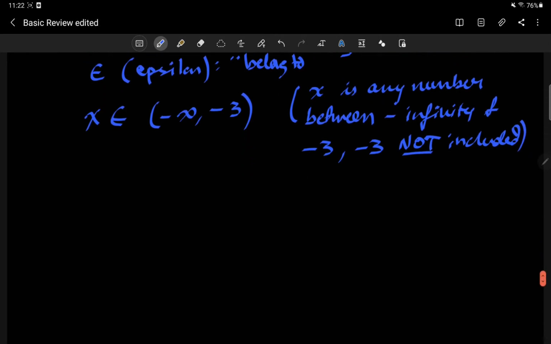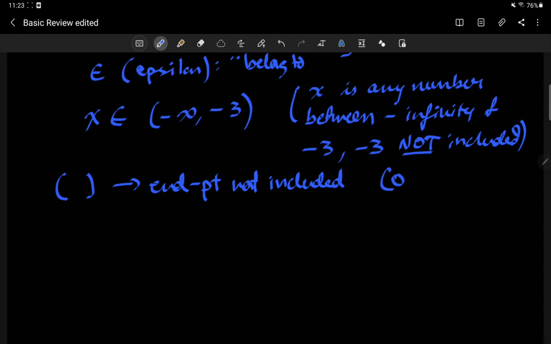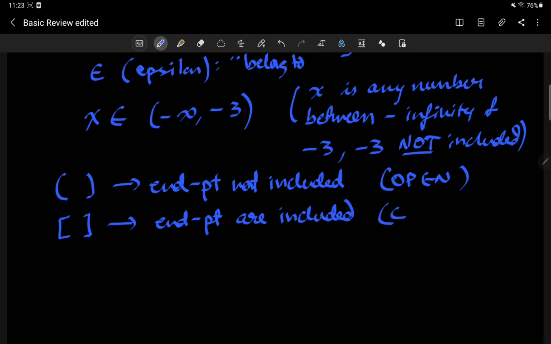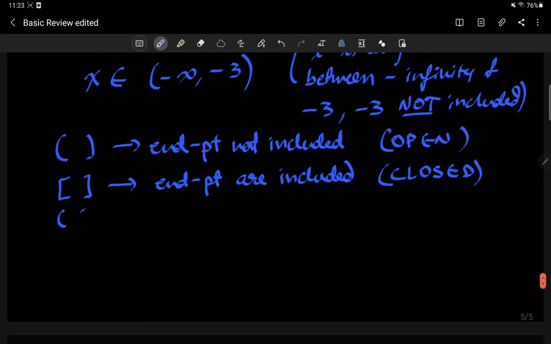Okay, so there are two kinds of parentheses. If you have round parentheses, these mean the endpoint is not included, and these are called open. If you have the square ones, then these mean the endpoints are included, which just means it is closed. Now, of course, you can combine them and you can have these or these, which are half open, half closed.